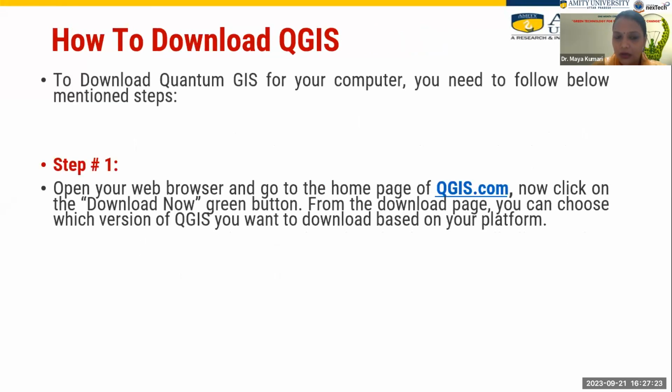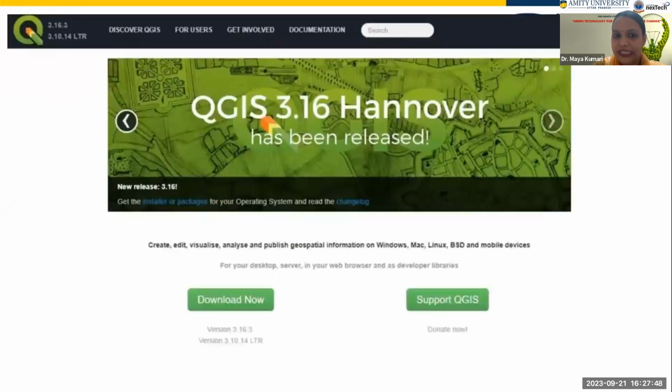Now, how will you start downloading QGIS? First of all, you will go to the browser or Google and type qgis.com. When you open this page, you will get a Download Now option, which will be a green button. And from the download page, you can choose the version of QGIS. The things will be much clearer if you see the screenshot here. So once you type qgis.com, you will get the Download Now option.